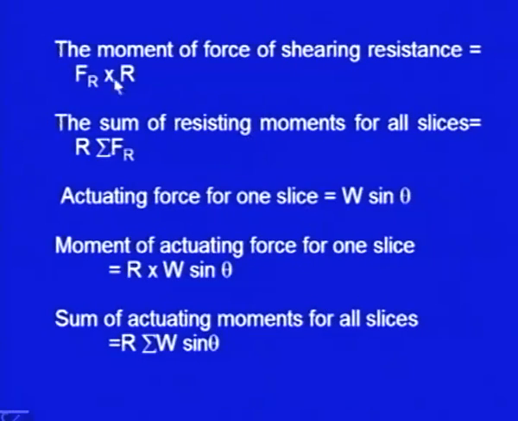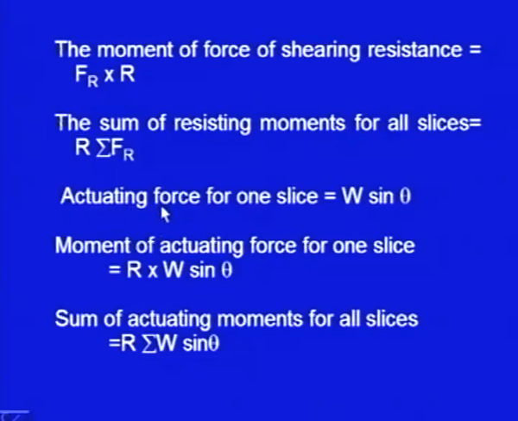Once we know the Fr value, the resistance which is being offered by the soil at the base of the slice, we can find out the moment of force of shearing resistance. So, that will be Fr into R. So, this is the moment about the center of the trial circle, and the sum of the resisting moments for all slices will be equal to summation of Fr into R, because R is constant for all the slices. So, R will come out, and the sum of the resisting moments will be R summation Fr.